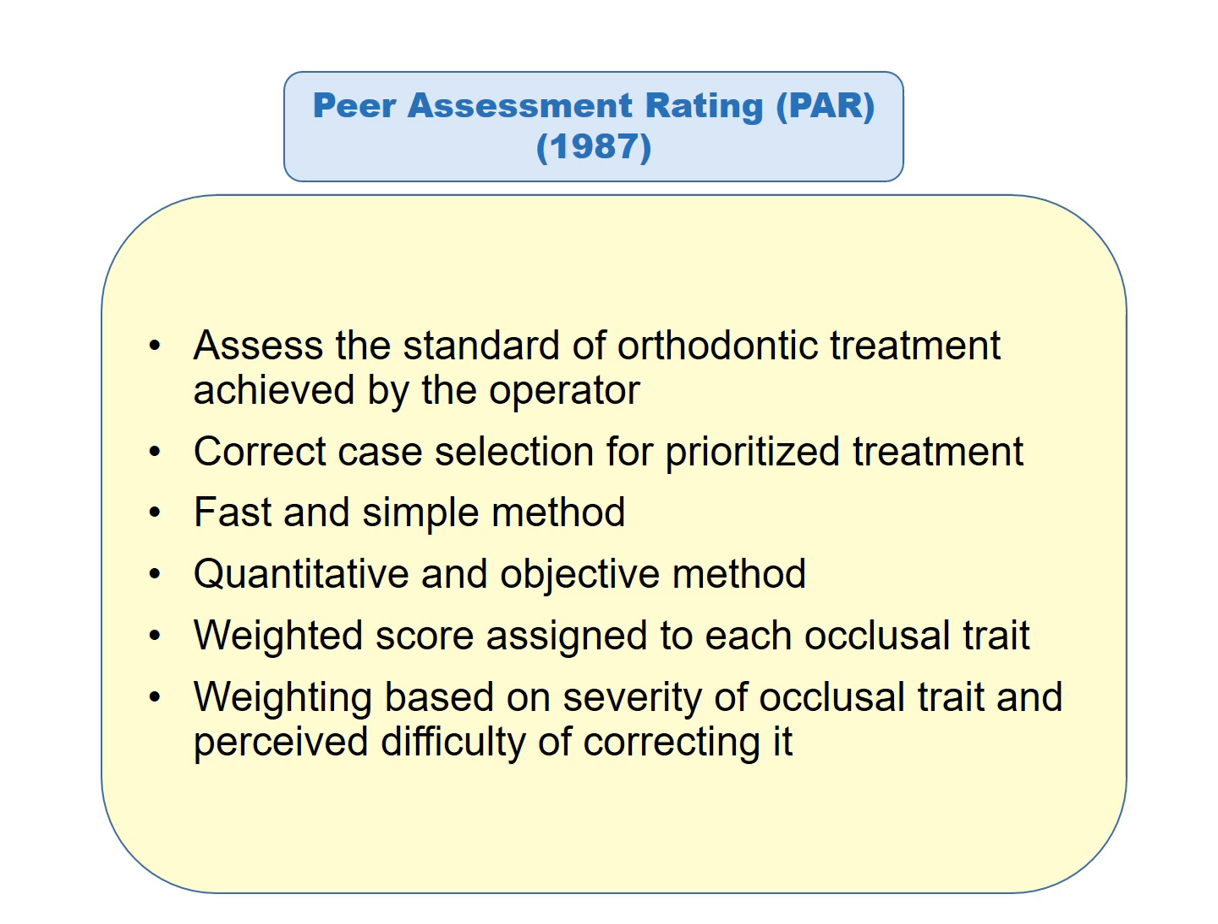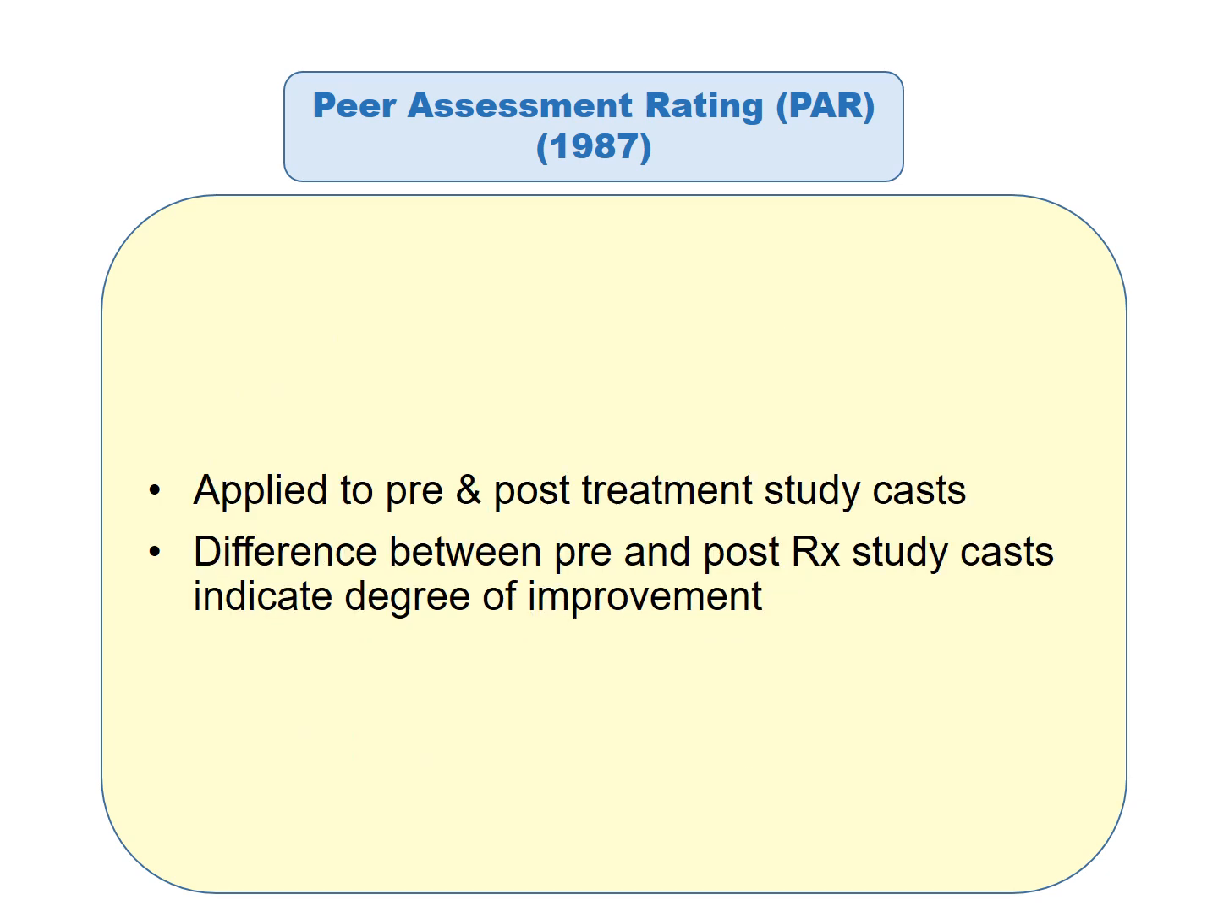Now the next index historically is the Peer Assessment Rating, PAR, introduced in 1987. This index assesses the standard of orthodontic treatment achieved by the operator. It can determine whether the correct case selection was done for the purpose of prioritized treatment. It's a fast and simple method. It's quantitative and objective. Weighted scores are assigned to each occlusal trait, and this weighting is based on the severity of the occlusal trait and the perceived difficulty of correcting it.